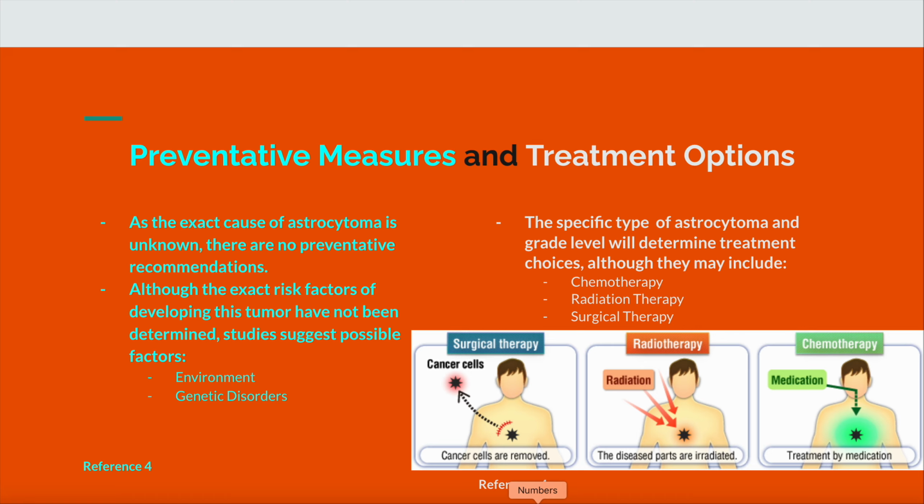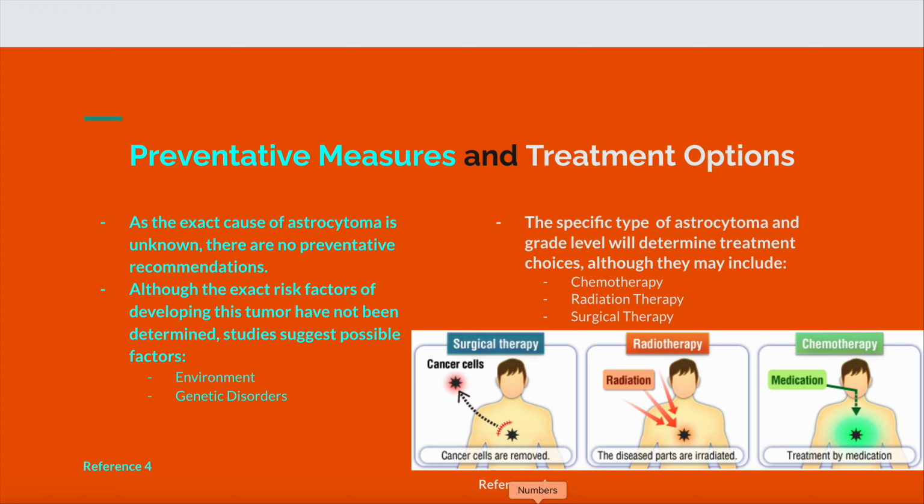Research suggests that exposure to certain chemicals may increase the risk of astrocytoma in developing babies during pregnancy and infancy. Certain genetic disorders, such as neurofibromatosis, can cause non-cancerous tumors to form. So those could be a risk factor.